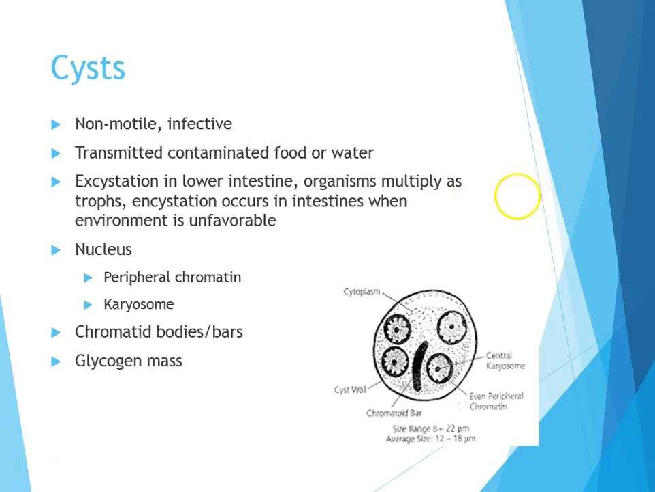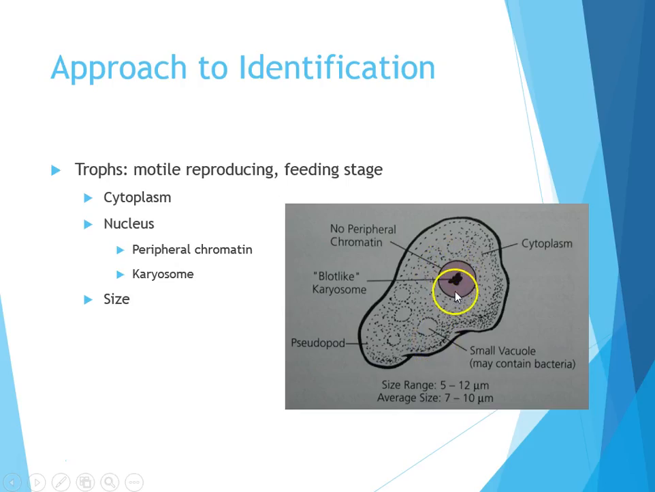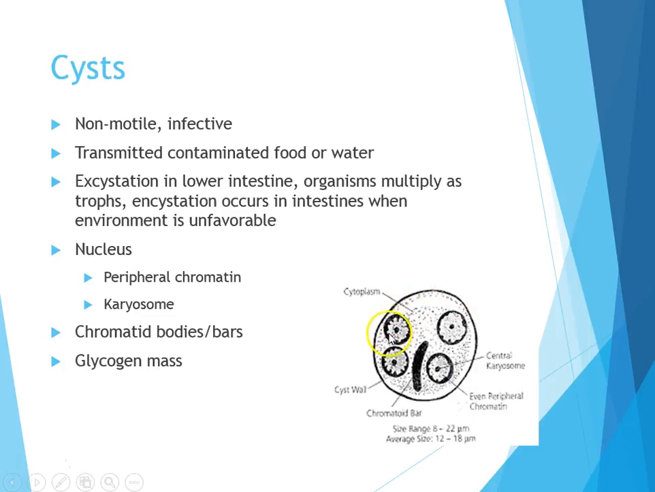You also look at the nuclei and how many it has, and what the peripheral chromatin looks like. You can see the peripheral chromatin is a lot thicker in this parasite compared, even though these are drawings, to this one that doesn't have any, and then these do. You look at the karyosome, the chromatoid bodies or chromatoid bars, it's the same thing. That's what this is. And then some may have a glycogen mass, which almost looks like just a big vacuole up here.